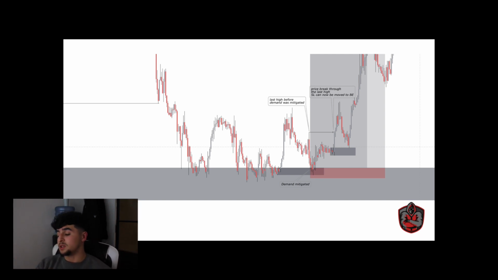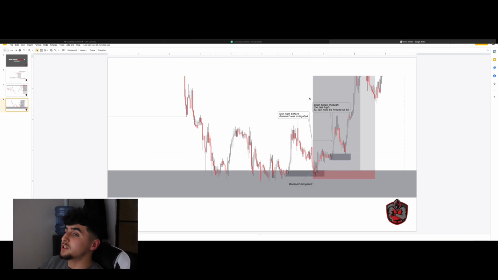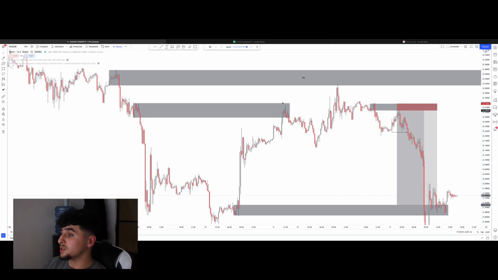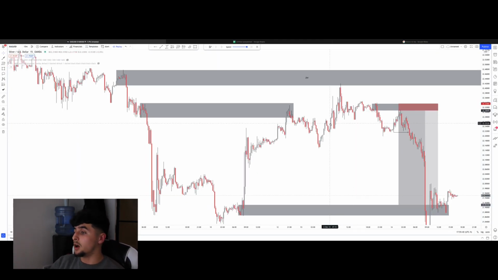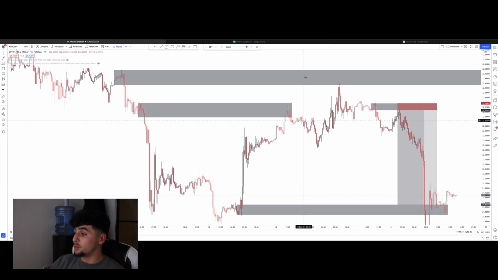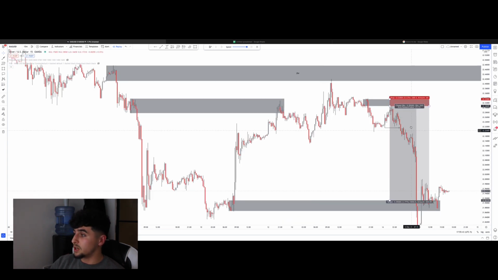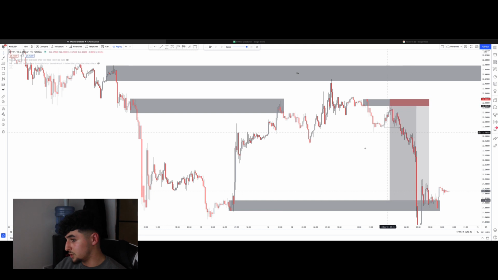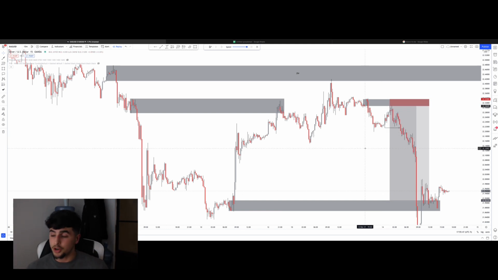Okay, so that's about it with the slides. Let's move on to silver. Now this was actually a trade that I took today. I secured a very nice 1:3 risk to reward. As you lot can see here, 1:3 risk to reward was secured. Made a nice 6.5% on this trade.